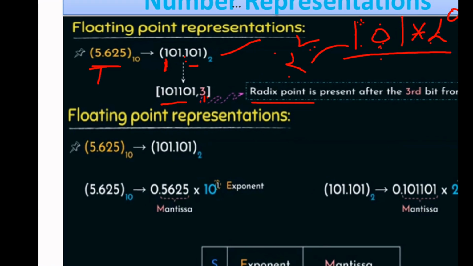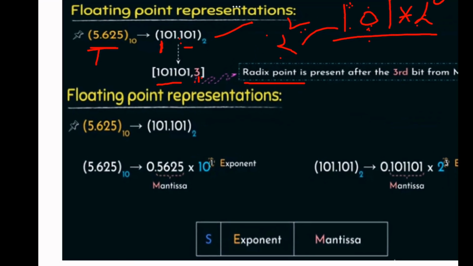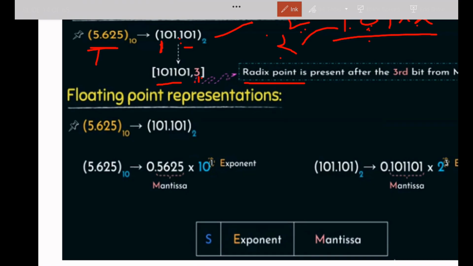Now here I will show one example. Again we have the same number, 5.625. I convert the number from decimal to binary: 101.101, base 2. After this, I have written 0.5625, okay, I have written this number.